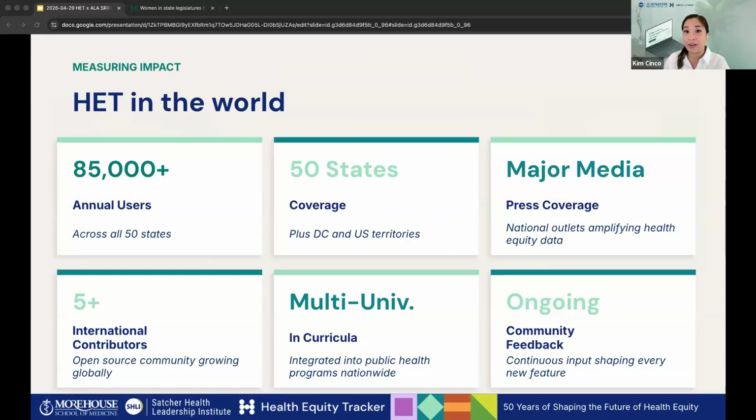85,000 users annually, all 50 states, US territories, coverage in major national media outlets, integration into public health curricula at multiple universities, an international open source contributor community, continuous feedback from partners shaping every new feature. This is a platform that's working, and it's entirely free and open source.